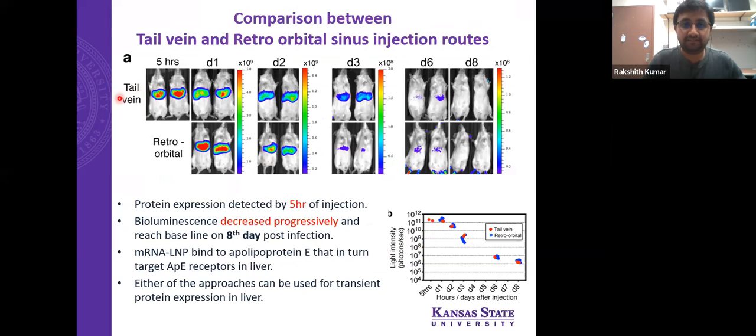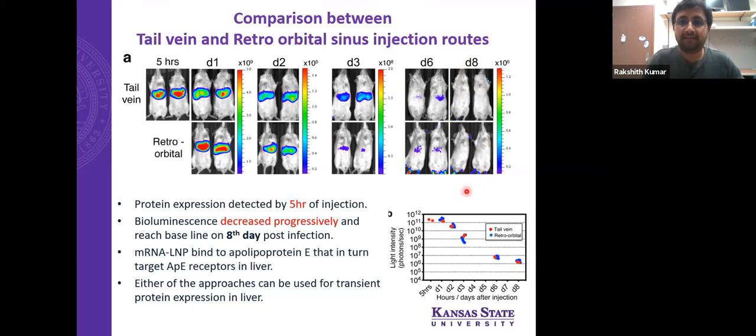Tail vein is shown in the upper row and the retroorbital sinus is shown in the bottom row. Tail vein and retroorbital routes both showed the bioluminescence on day 1, as well as at the 5-hour time point in case of tail vein. And it gradually reduced on day 1, day 2, day 3, day 6, and finally came to baseline on day 8, as you see in the graph.